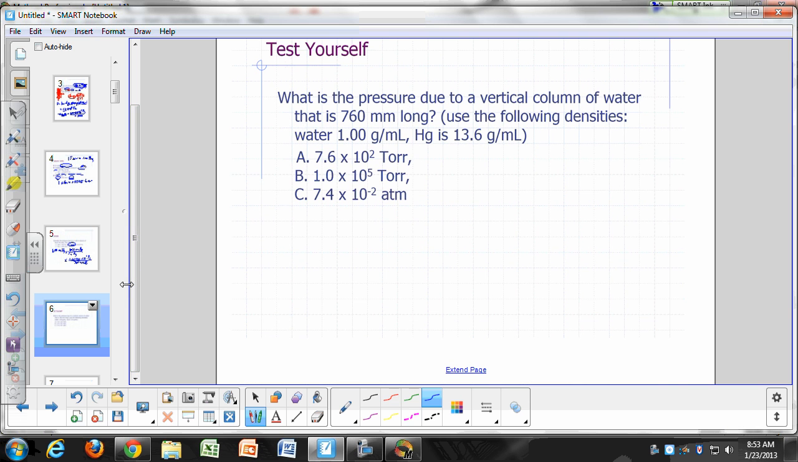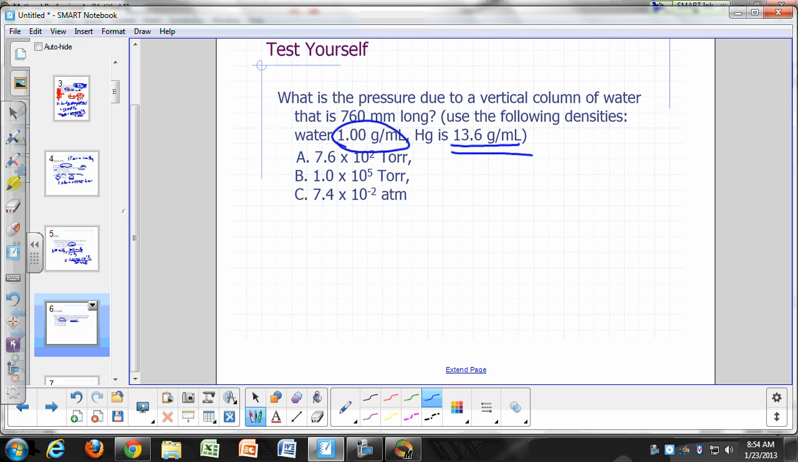What if you have a vertical column of water that's 760 millimeters long? What would be the pressure due to that column of water? Well, water is not as dense as mercury. The density of water is only 1.00 grams per mil. Mercury is 13.6. So this is going to be 13.6 times less than the pressure due to a column of mercury of the same length, right?